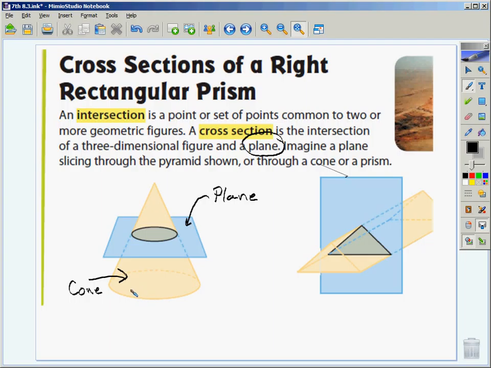So I have a 3D shape, a cone, and a plane, and the cross section is the part that they have in common. And what shape did they have in common? A circle. It's just a circle. Okay? And that's really what we're doing today, is simply identifying that part that the two have in common. Everybody with me so far?